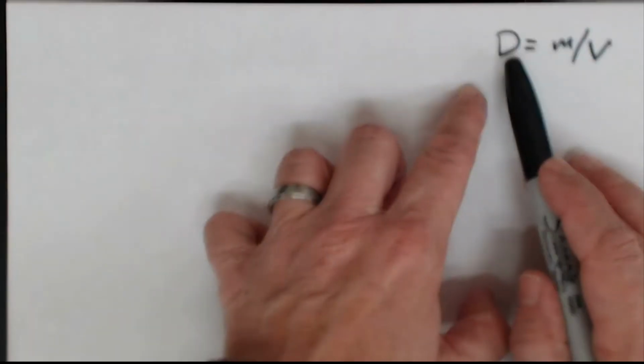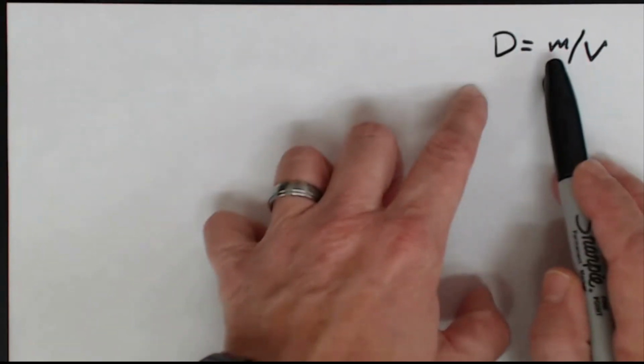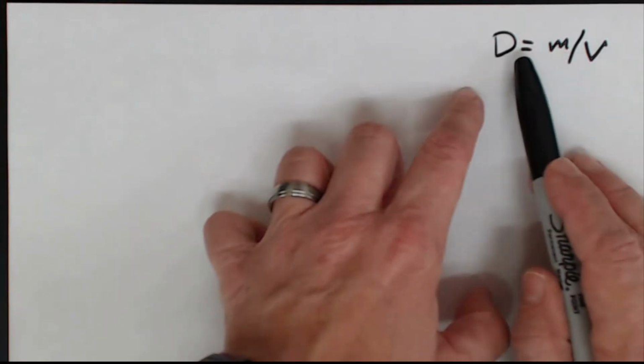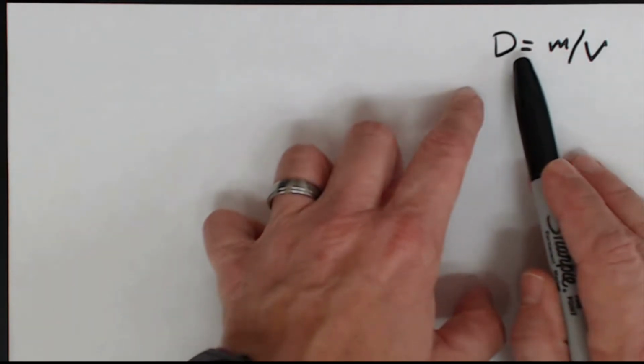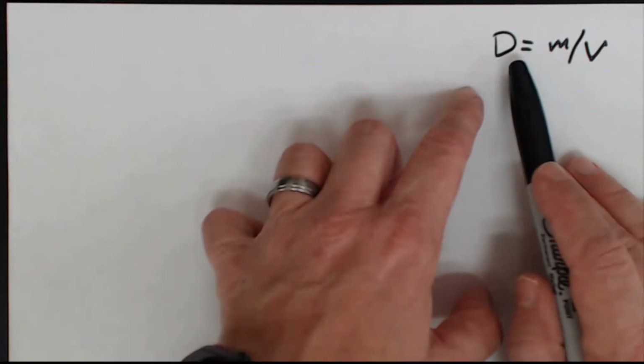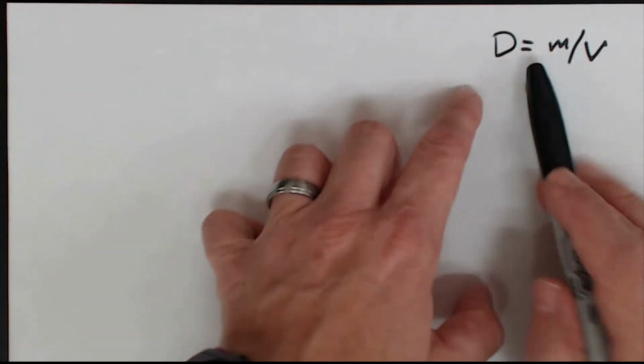Hey everybody, we're back. In the last portion of the video, we learned how to calculate density if we're given mass and volume, and that's pretty straightforward. We just take our mass, divide it by our volume, and that's our density. Now, we can use the density formula, for instance, if we are given the volume and the density, but we have to find the mass.